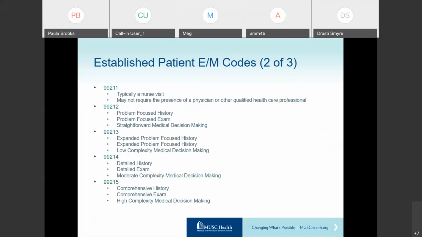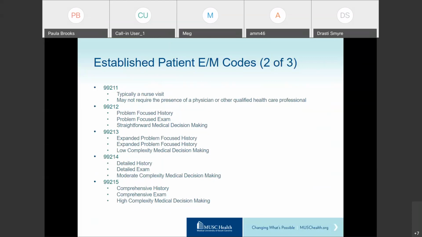Next are the established patient codes. Those codes are 99211 through 99215. Again, I listed the minimum required documentation. Remember, these only require that 2 of the 3 requirements meet or exceed.